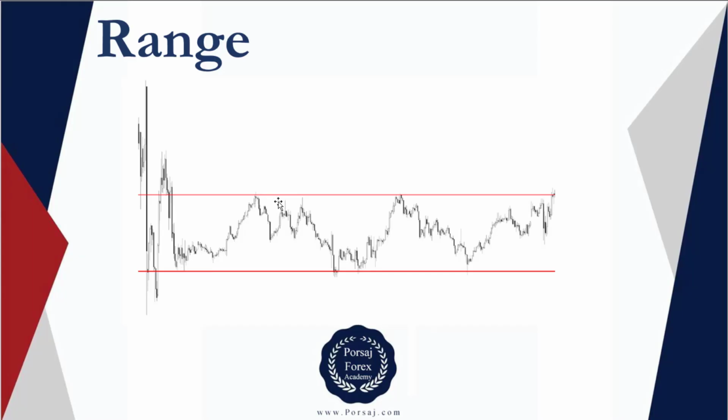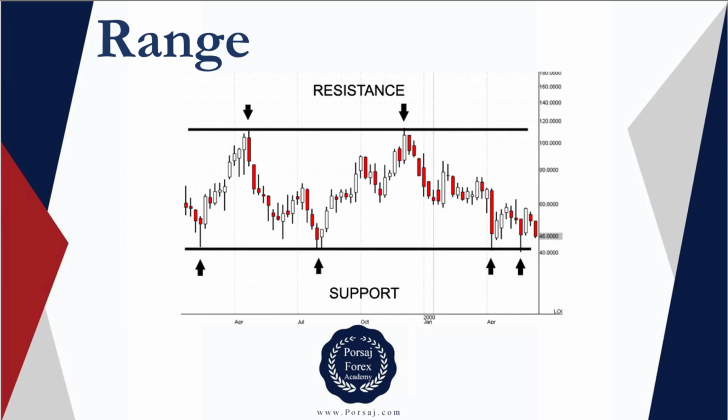A range refers to a period in which a currency pair's price moves within a well-defined horizontal range or channel. In other words, the price is contained between a specific support level at the bottom and a resistance level at the top. During a range-bound market, traders often observe relatively consistent highs and lows without a clear upward or downward trend. Traders may choose to trade within the range by buying at support and selling at resistance until a breakout occurs.